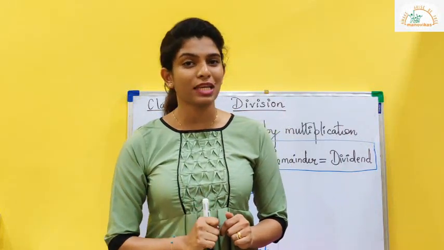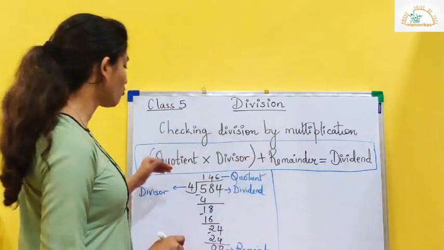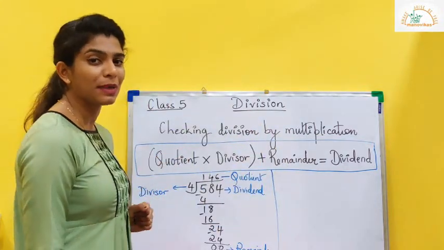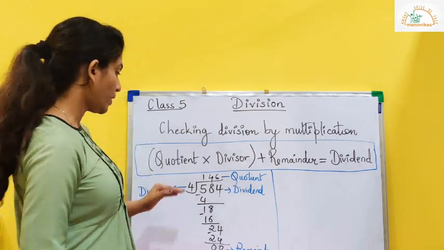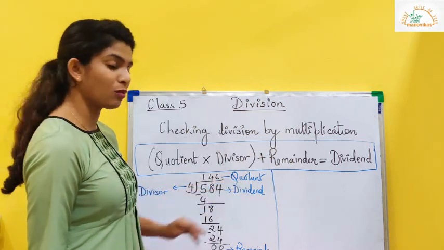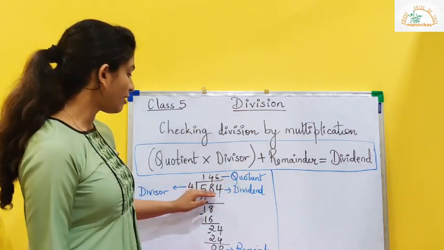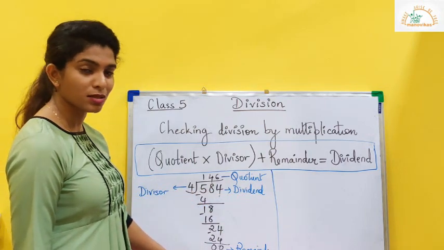You know what, students? We can check division by multiplication. Yes, we can check division by multiplication using this formula: quotient multiplied by divisor plus remainder is equal to dividend. Now, here I have solved one sum. 146 is the quotient, 584 is the dividend, 4 is the divisor and the remainder here is 0.